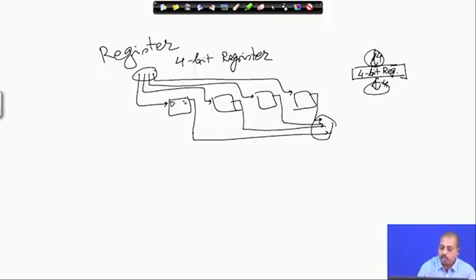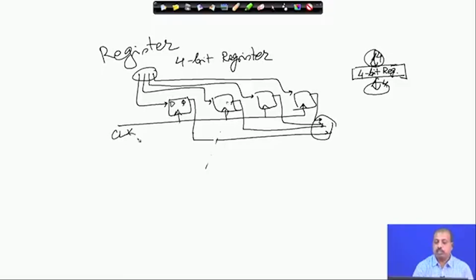What is common between all these flip flops is the clock line. The clock line should be common, so all of them have the same clock line and operate at the same clock. This type of register is called a parallel load register. This 4-bit pattern can be loaded into the register, or you can read from this register. So, this register is another common component that we have in processor design.